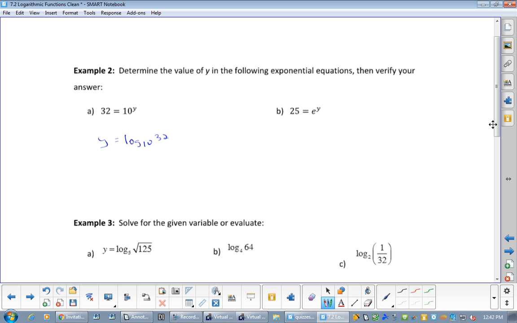Now, how do we put that in our calculator? Log 32 divided by log 10, right? Since 32 is the higher one, do it first. That makes sense, right? Okay, that's how we're always going to remember it. What do you get? Equals 1.505. So you get that.